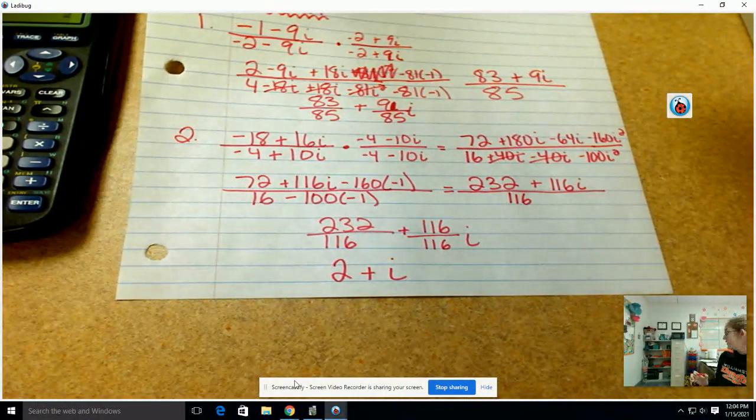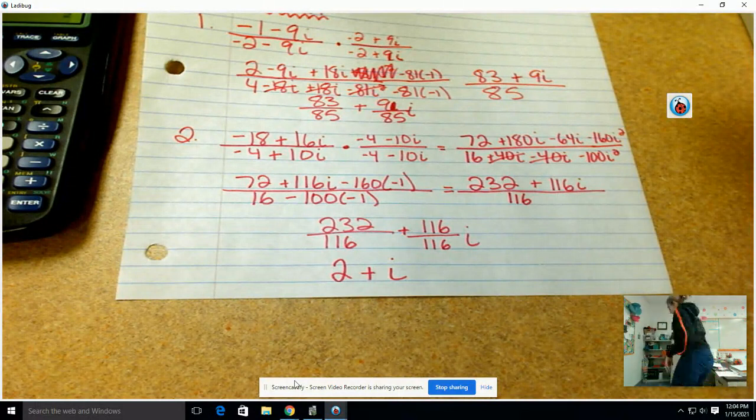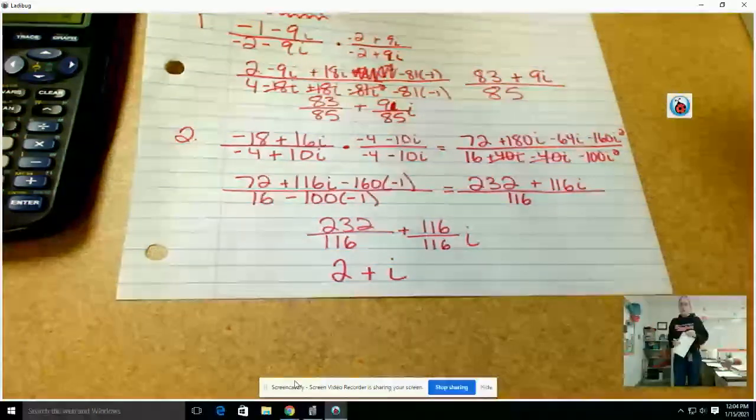Okay, so this is a rather lengthy process, but it's nothing you all have not done before. It's just building on stuff you learned in our prior learning targets.